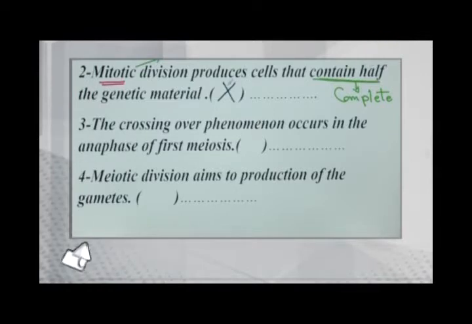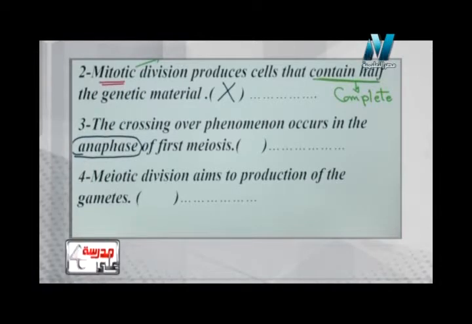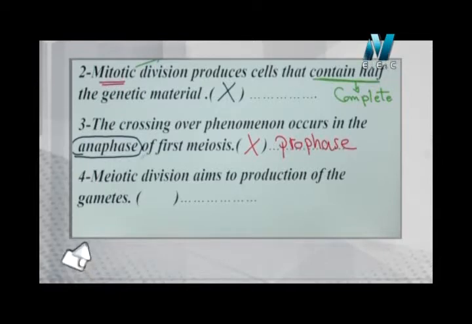I'll tell him okay, the crossing over phenomenon, fine. I have no problem with first meiosis and no problem with all of that, but I have a problem here with anaphase, because crossing over phenomenon takes place in prophase. First prophase in first meiosis division, not in anaphase.